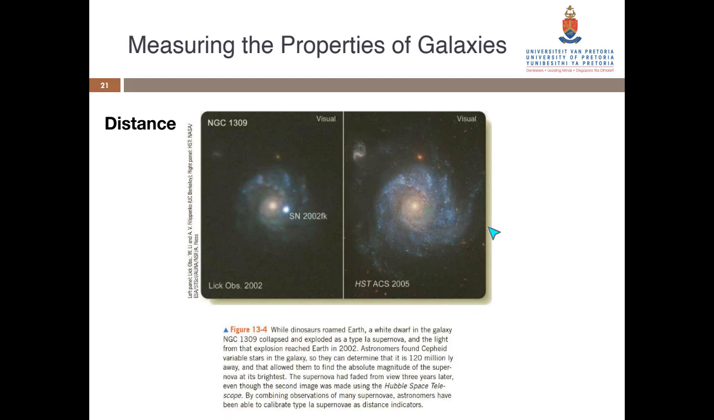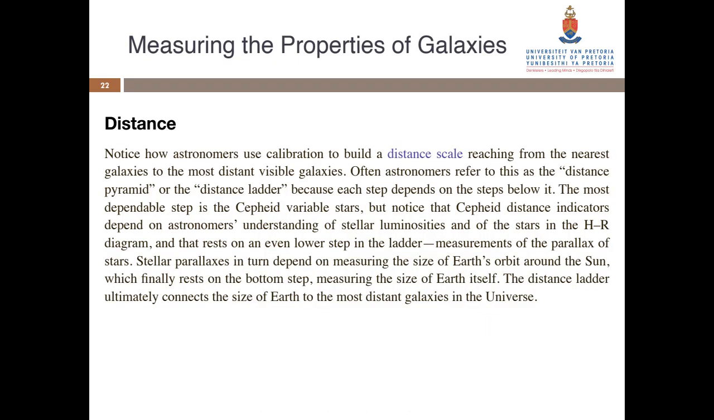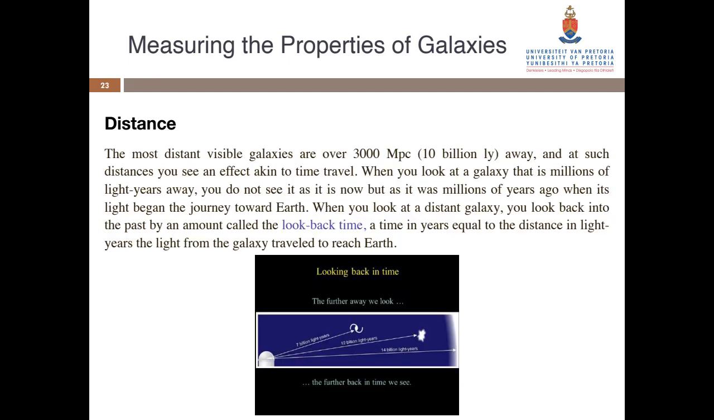By comparing observations of many supernovae, astronomers have been able to calibrate type 1a supernovae as distance indicators. Now that we have these calibrations, we can set up a distance scale from the nearest galaxies to the most distant galaxies, and we can use that scale. The most distant visible galaxies are over 3,000 megaparsecs away, so 10 billion light years away.